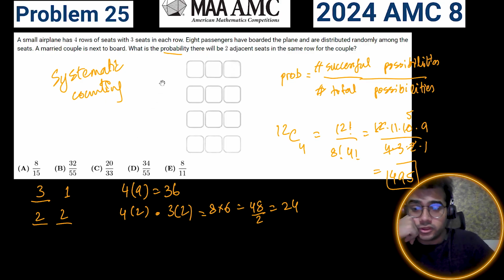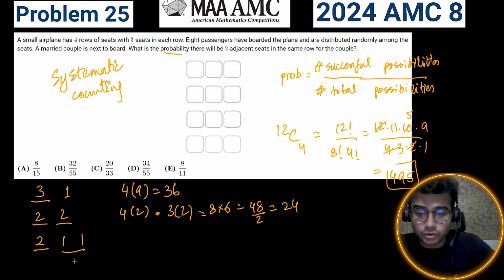Okay, next up, what other possibility do we have? We have a possibility that we have two adjacent seats in a row, and then in another row, the two seats are non-adjacent, but they're still in the same row. How many possibilities do we have for this? Well, we have four possibilities for the first row, for the first group, and then within those, we have two more possibilities for the two adjacent seats, right? Within each row, we have two possibilities for the adjacent seats. So there are going to be a total of 8 possibilities times.